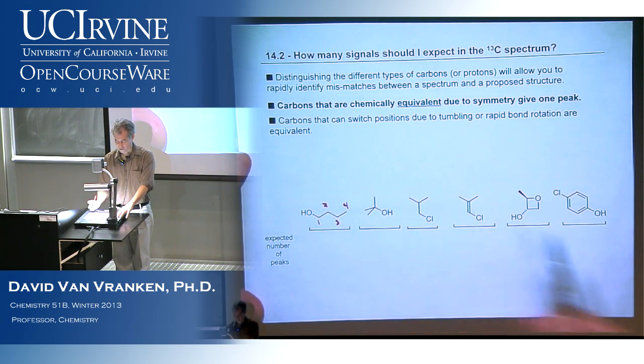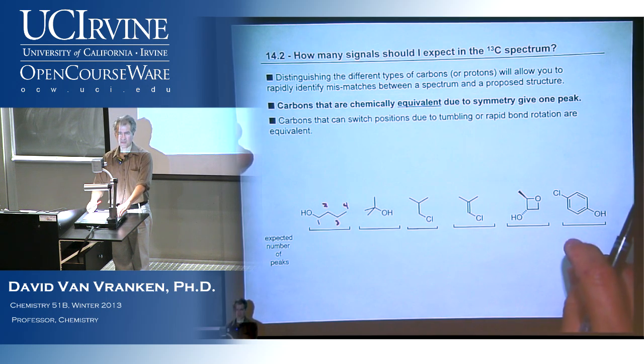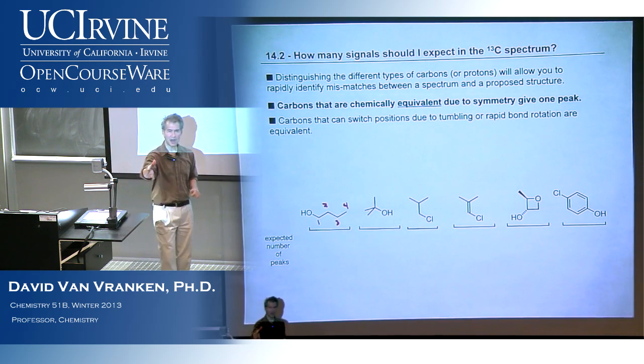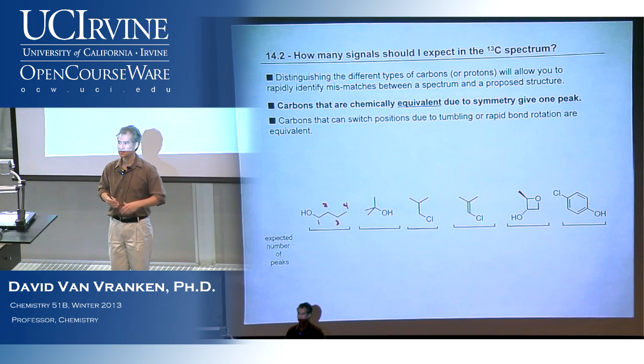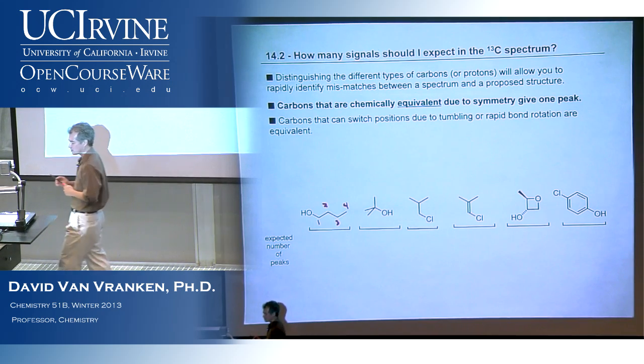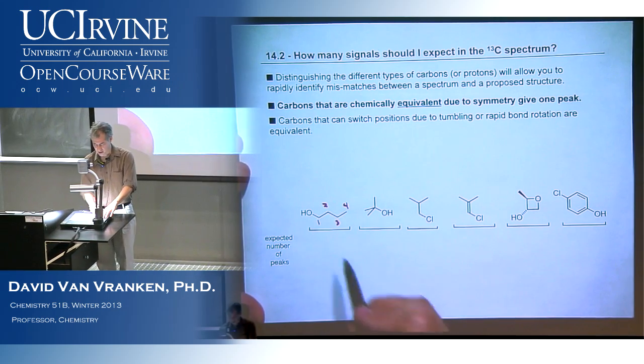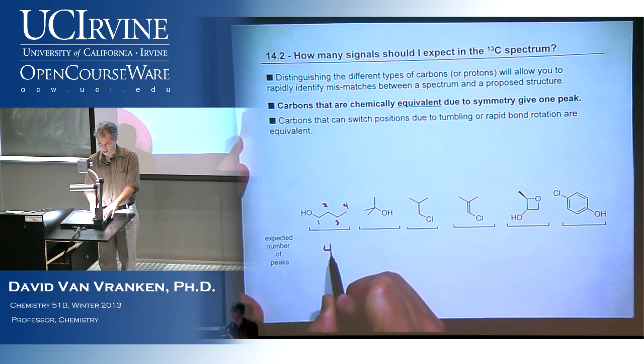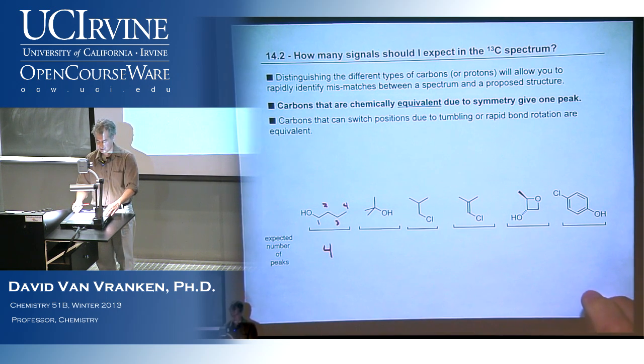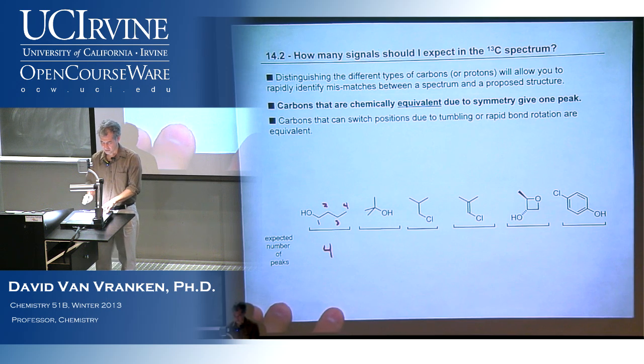All 4 of those are unique carbon atoms that experience different environments and couldn't possibly experience the same environment because they're separated by different numbers of bonds from that electronegative oxygen atom. I would expect to see 4 unique peaks in the carbon-13 NMR spectrum for that. I see 4 distinctive carbons.